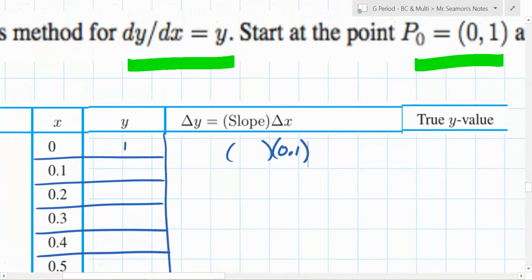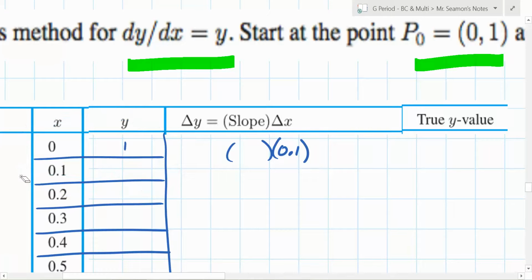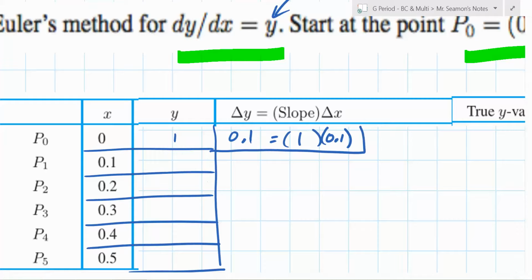And what was the slope? How do we figure out the slope if we're at the point (0, 1)? dy/dx is equal to y. So the slope in this case is 1. So what is delta y going to equal in this case? 0.1. Exactly. So that's our delta y. So we were at this point, but now the point goes up by 0.1. So what's our new y value? Exactly. It's going to be 1.1.